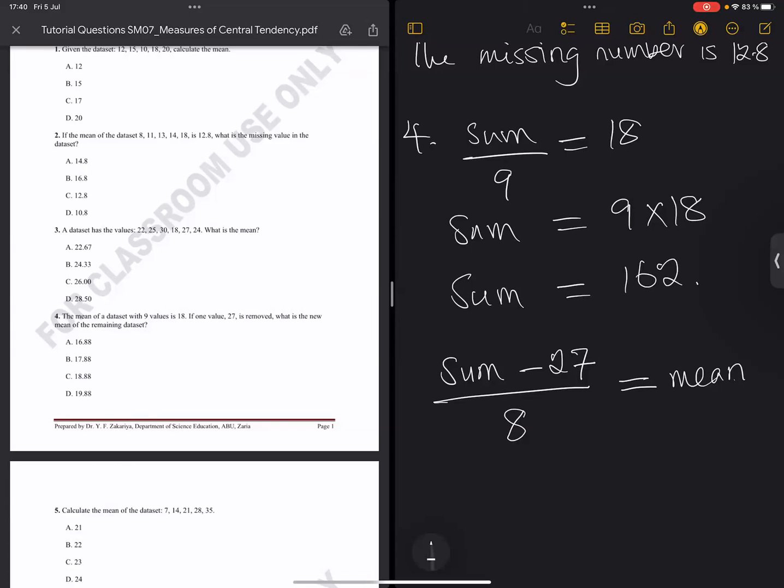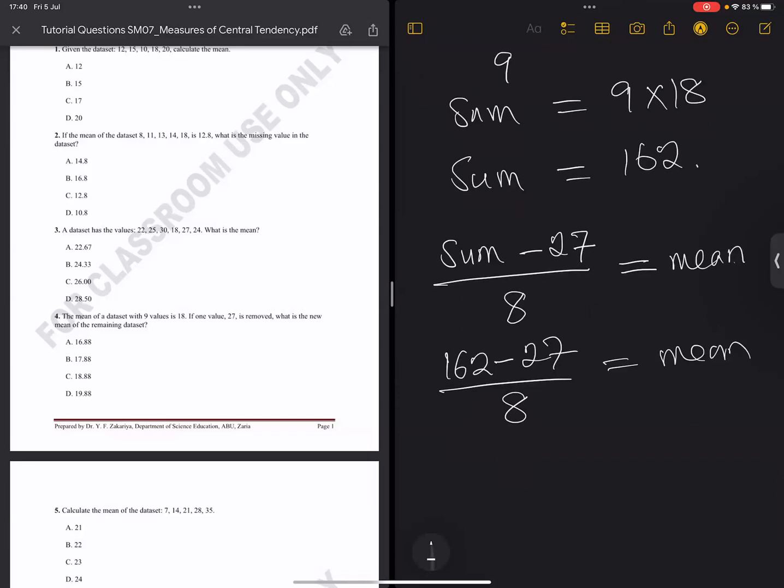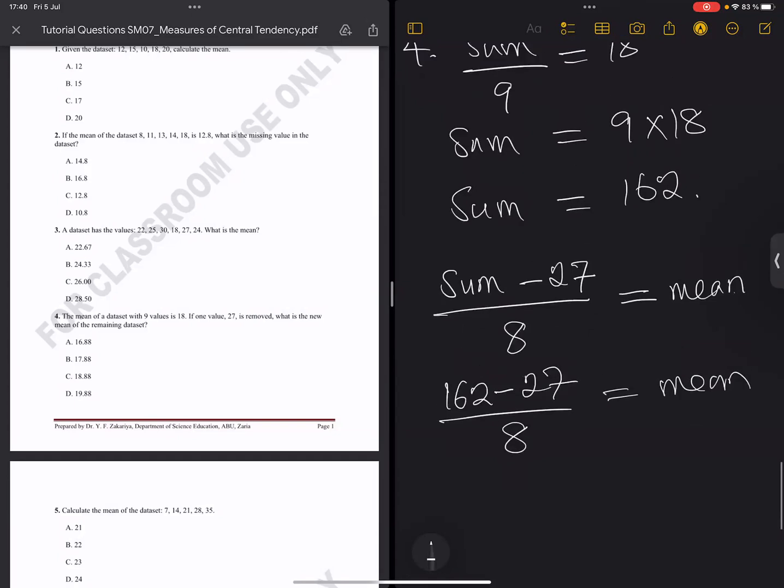So we can do this now. Our sum is 162. We have 162 minus 27 divided by 8. This is our mean. So what is 162 minus 27? Sir, I don't understand.